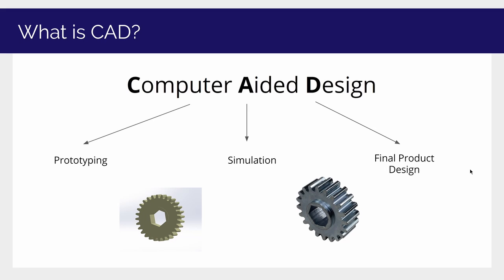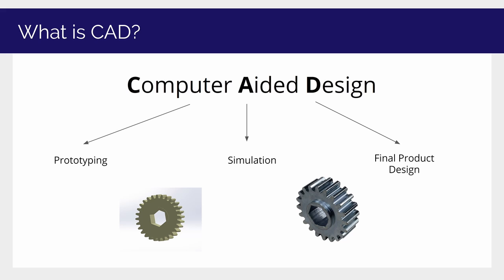Let's start with what CAD actually means. It's an acronym that stands for Computer Aided Design, and it pretty much does exactly that. It's a tool that allows engineers to use their computers to design parts that can later get manufactured in real life. CAD is helpful for prototyping, final product design, and simulation.